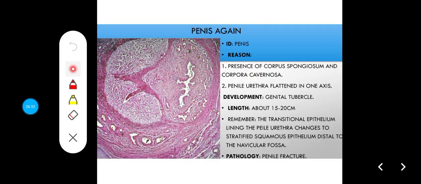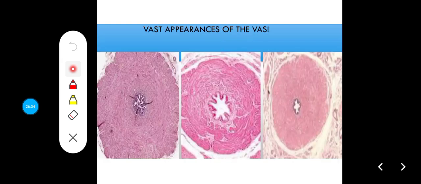So the organs of the male reproductive system are quite easy to identify, and I hope this lecture has helped you understand the differences between them, the different parts. So this is where we stop for today.